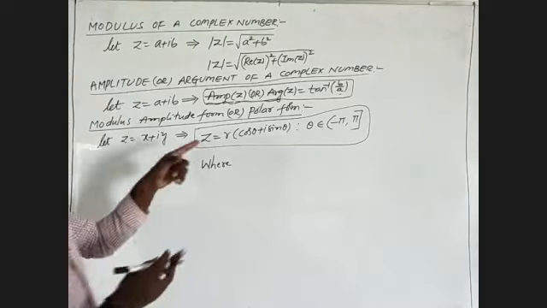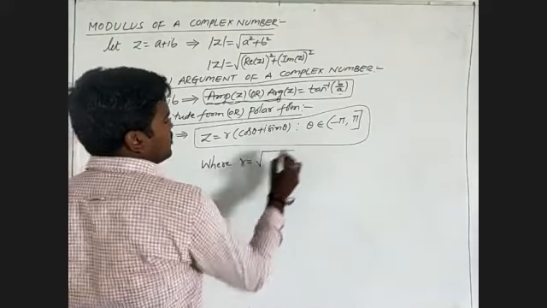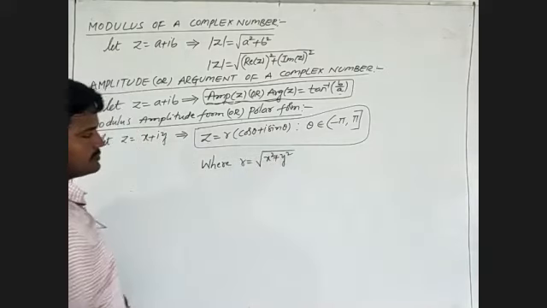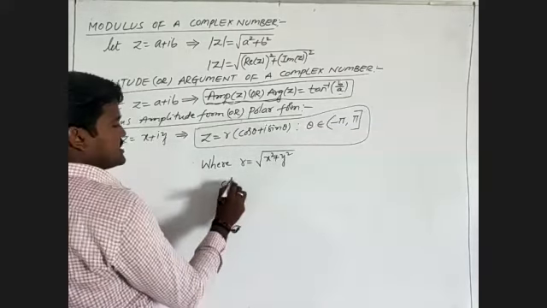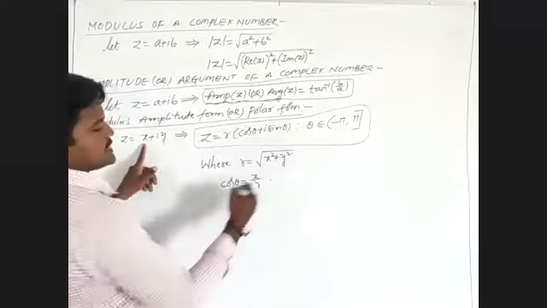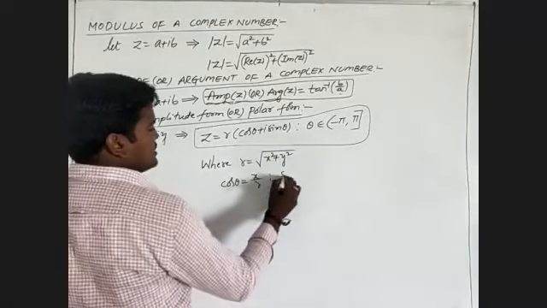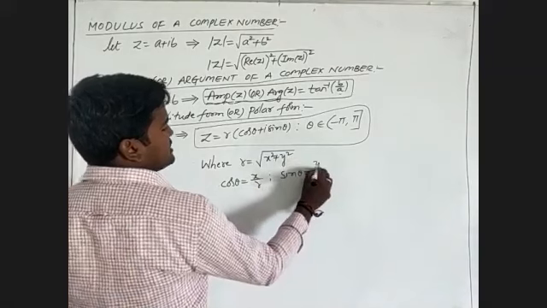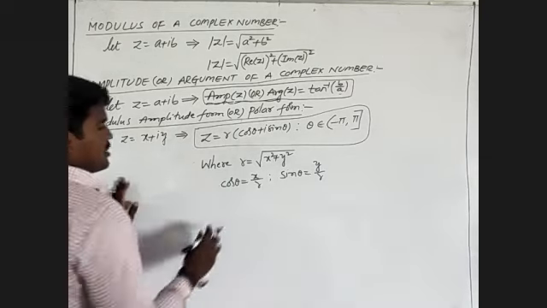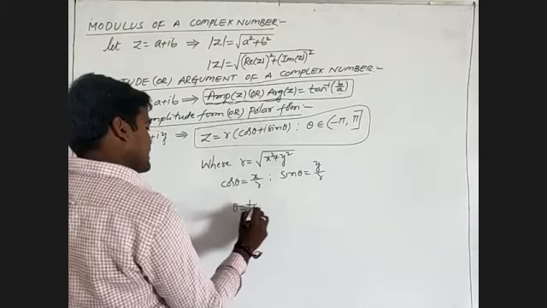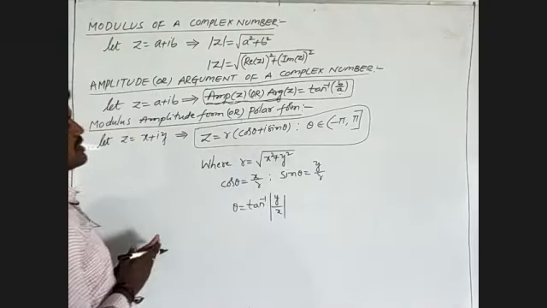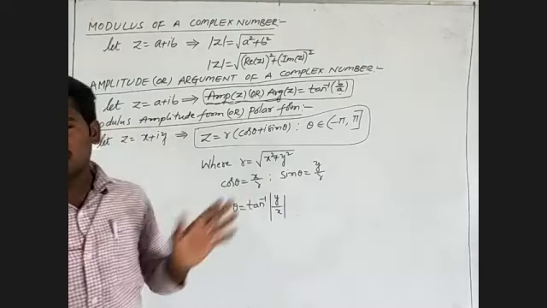r is nothing but the root of x square plus y square. Again, cos theta is nothing but the real part by r, that means x by r. Sin theta is the imaginary part y by r. And also theta must be tan inverse mod of y by x. These are the requirements of polar form. This is most important for 2 marks.